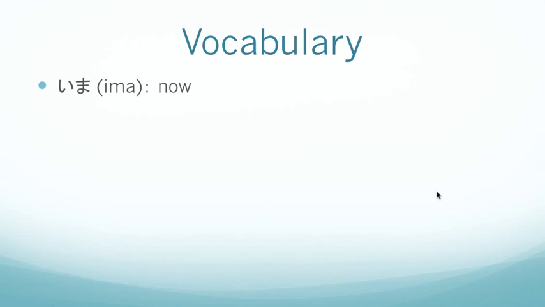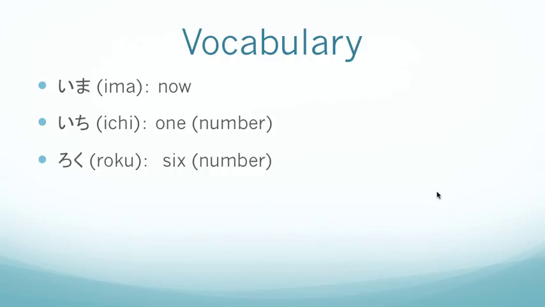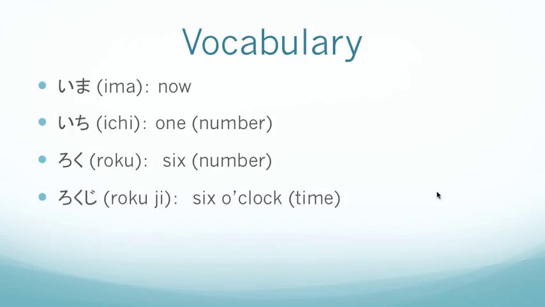今 means now. 1 means number 1. 6 means number 6. Now, if we want to say, for example, 6 o'clock, you just add 時 to the number 6. So 6時, 6 o'clock time. Okay? So if you wanted to say 1 o'clock, that would be 1時.